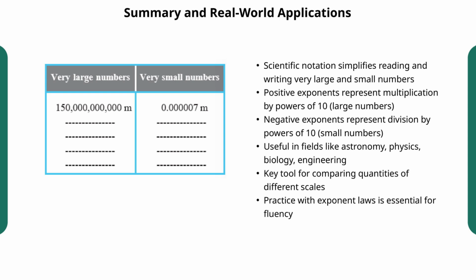Astronomers calculate vast distances between stars. Biologists measure microscopic cells, and engineers work with incredibly precise dimensions. By mastering this, you have a powerful way to compare and perform calculations across wildly different scales without getting lost in zeros. Keep practicing these methods, and soon, reading and working with any size number will feel as natural as counting your fingers.